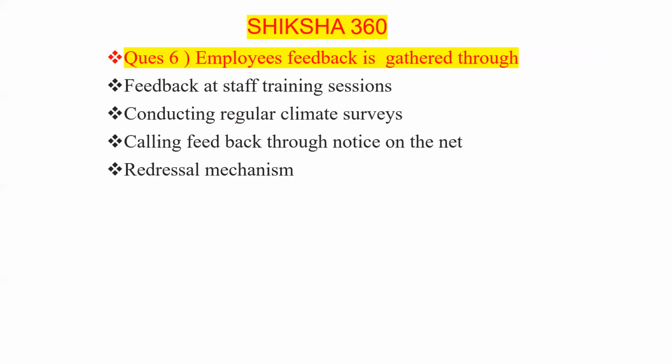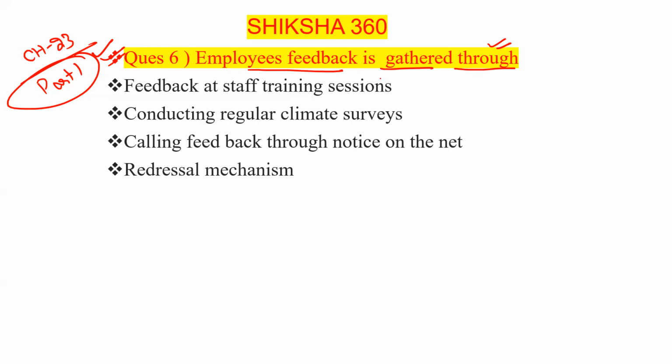Question number 6. We have already covered this under chapter number 23, part 1. Just watch the video and you will find that we already discussed this point, and at that time I also told you this is the question they asked in the examination. Employees feedback is gathered through feedback at the staff training sessions, conducting regular climate surveys, calling feedback through the notice on the net, and redressal mechanism. Please tell fast in the comment section what the answer is. The correct answer is option B, conducting regular climate surveys.